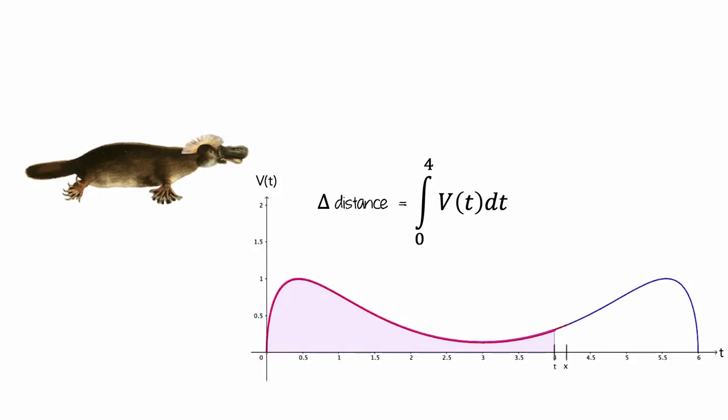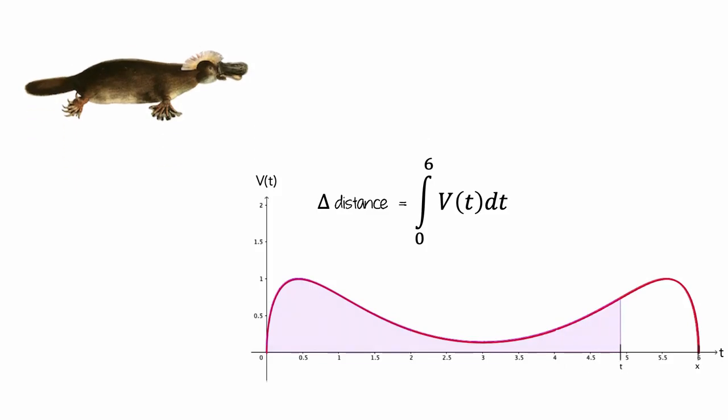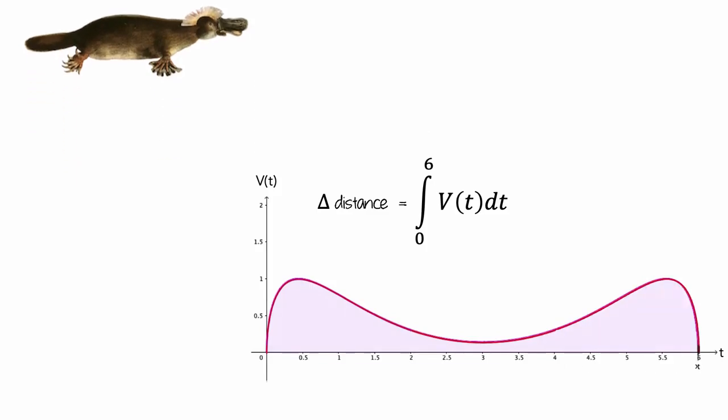Next, let's increase the value of x from 4 to 6. This would change the upper bound of the definite integral to 6, because we'd now be considering the first 6 seconds of the platypus's motion. And when we let the value of t increase from 4 to 6, then the value of this definite integral is represented by the area between the t-axis and the graph of the velocity function.